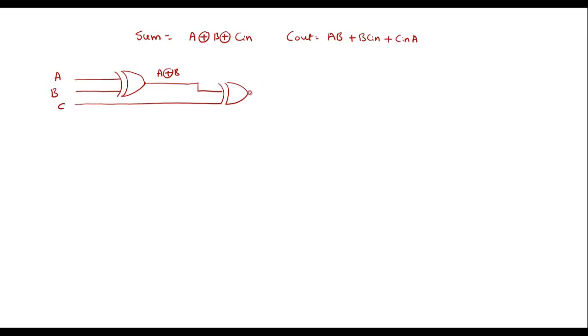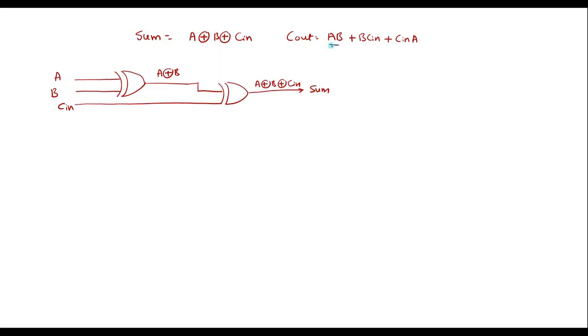Say that is C. So output of this is nothing but sum. That is A XOR B XOR Cin. Let me take it as Cin. So this is the sum expression. Now let me implement Cout.